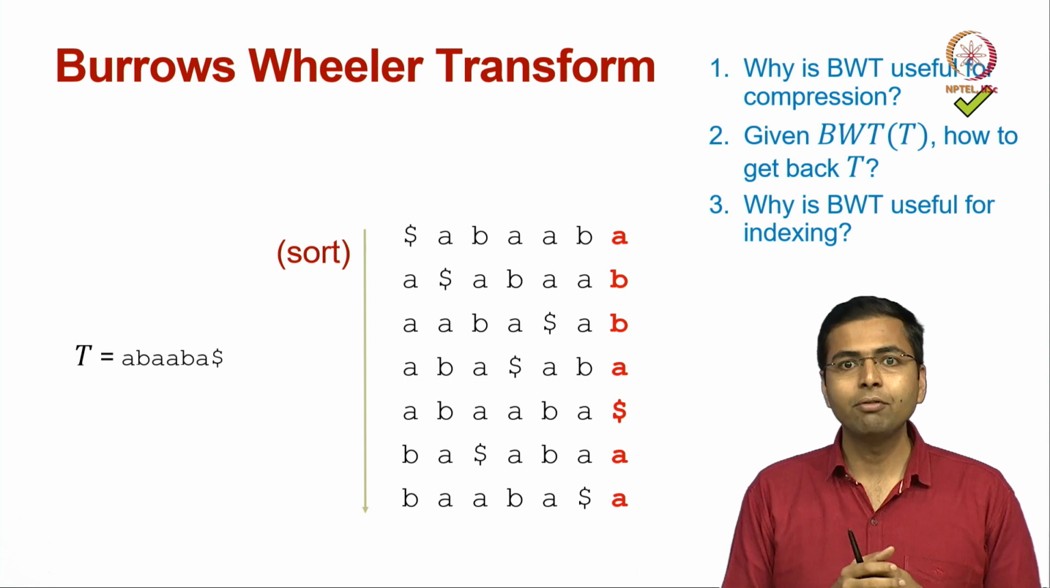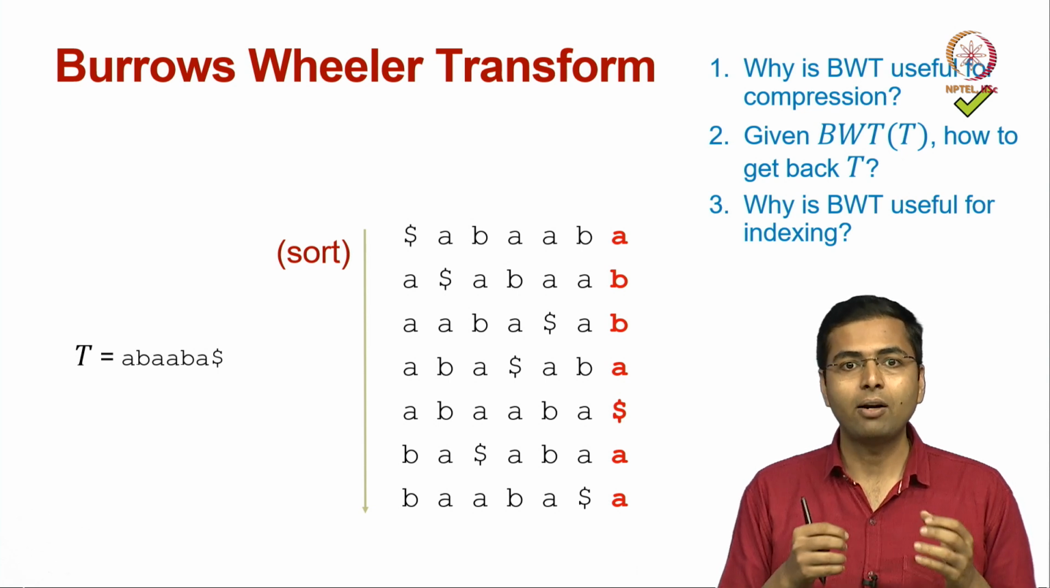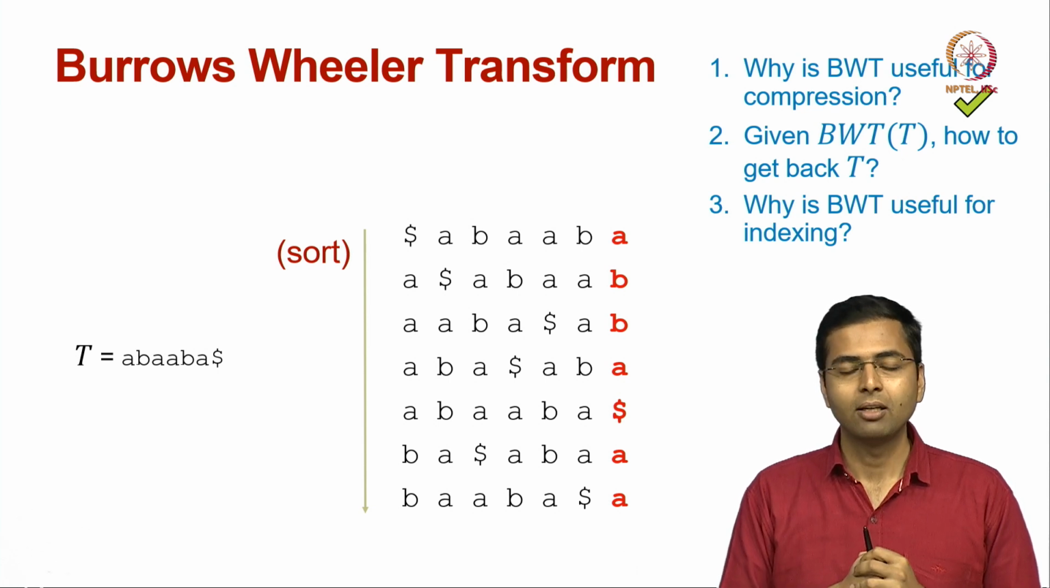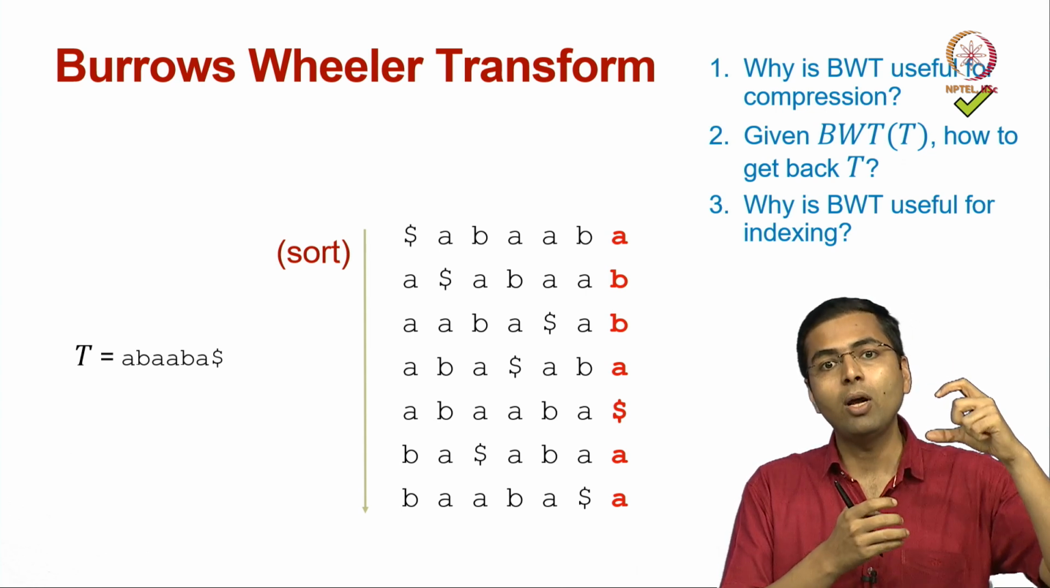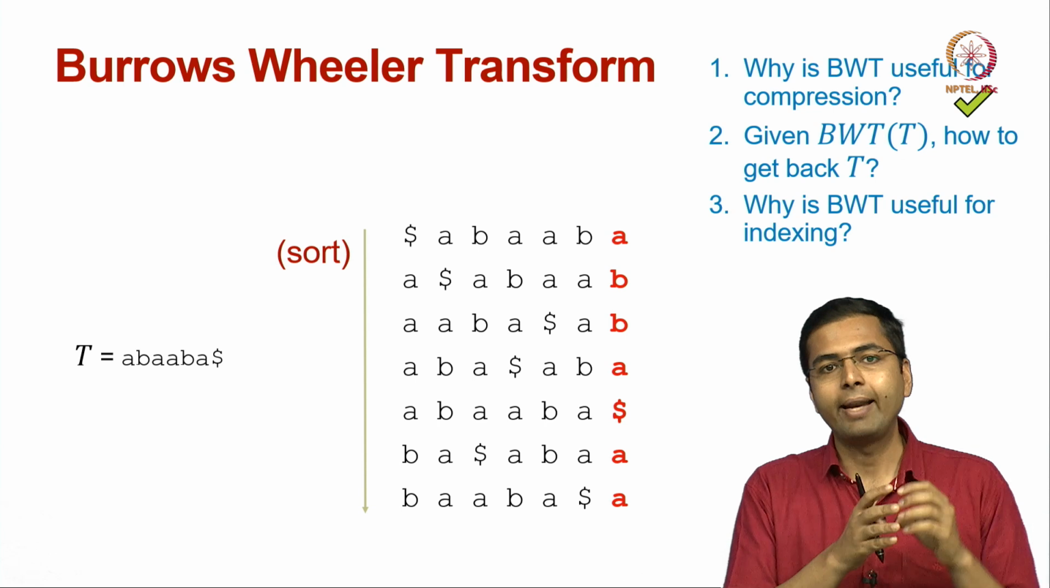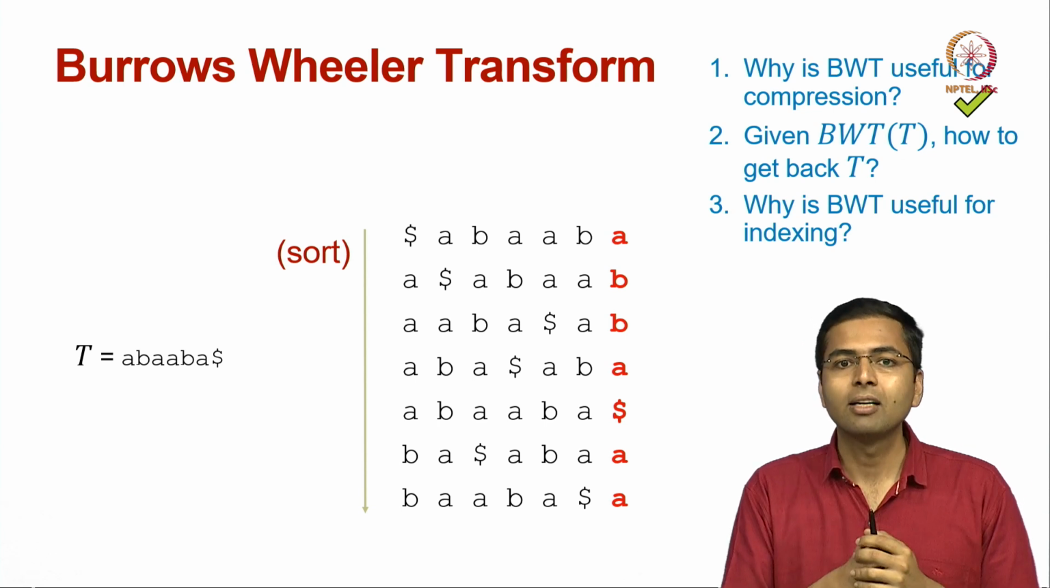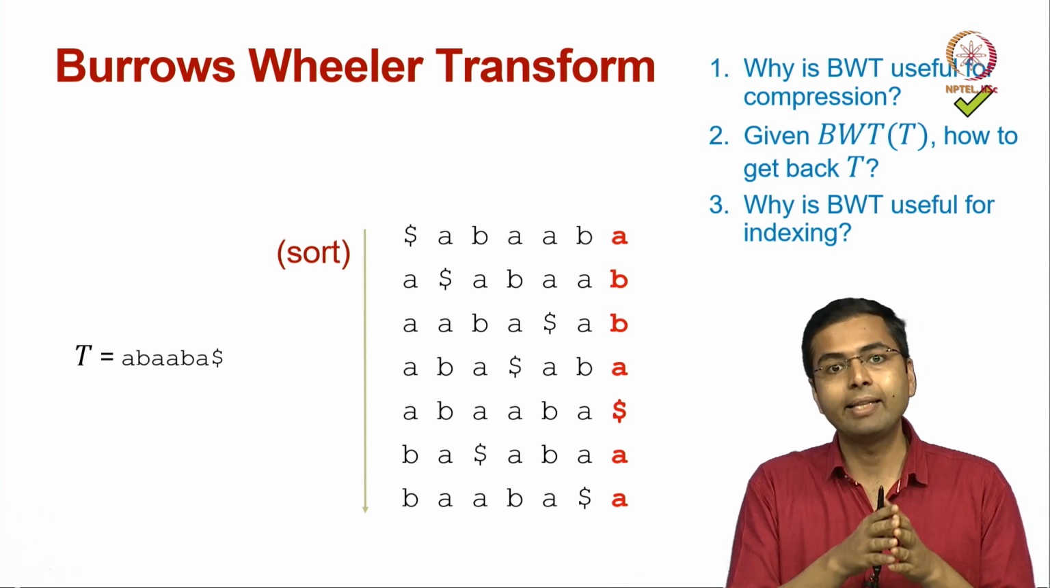Then in the last lecture we also looked at why this transform is useful for compression, because for large text it brings the equal characters together, and that property is useful for compressing text using run length encoding.